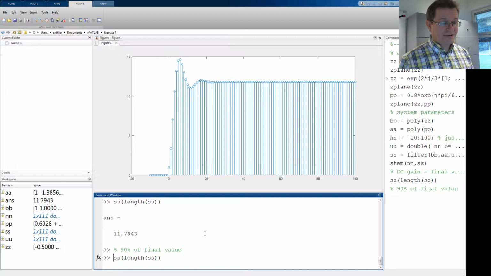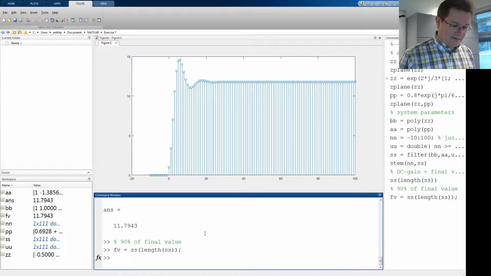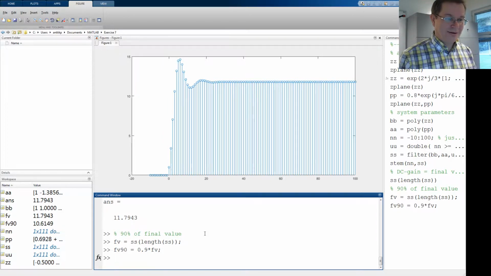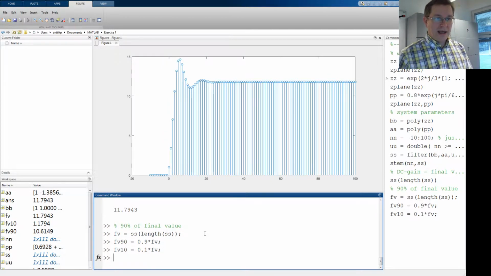Let me first, if v equals that one, that's the final value, and then we have if v90, 0.9 times fv. That's the 90% rise time value. Okay, and then we have also fv10, which is just 10% of the final value. There we go, and basically now we can plot those lines here.